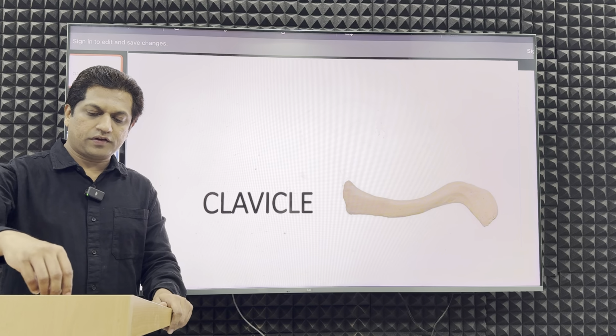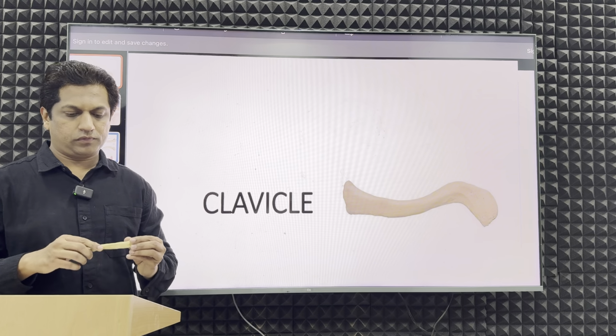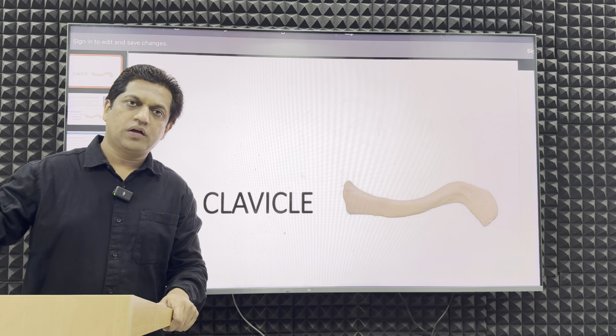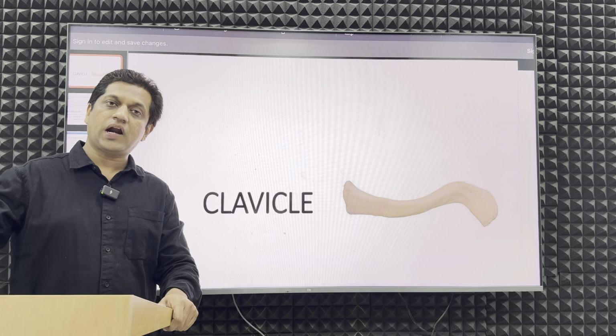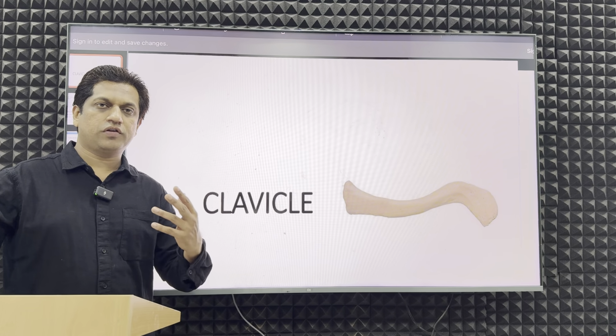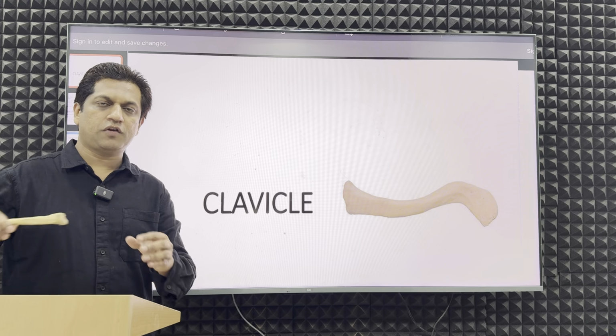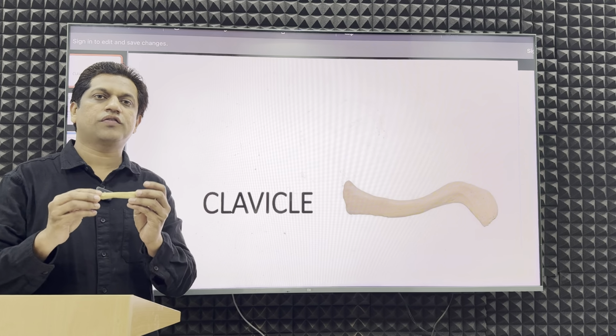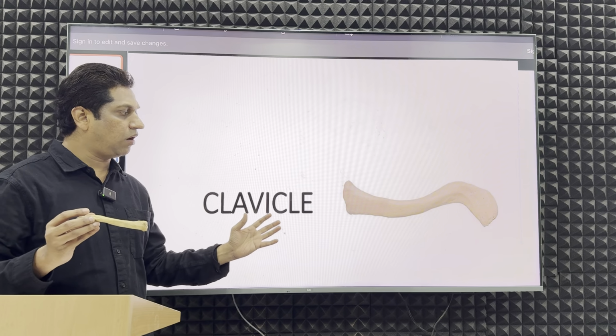Today we will discuss the clavicle bone. In the first year you will have osteology in anatomy, and in that you will study the various bones. In the upper limb, the first bone you will study in medical college is the clavicle. So today we will study this clavicle.